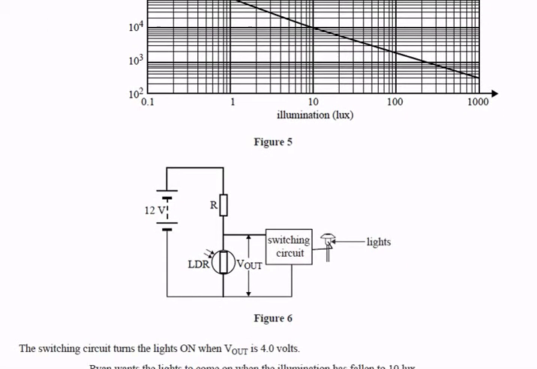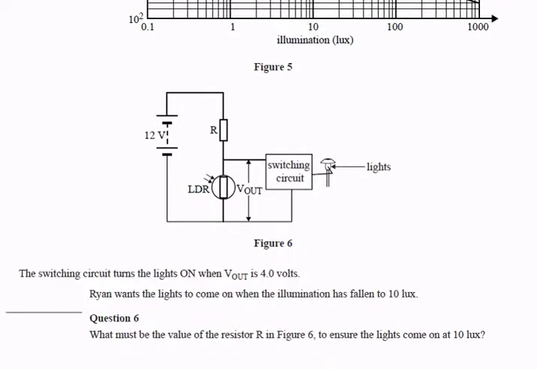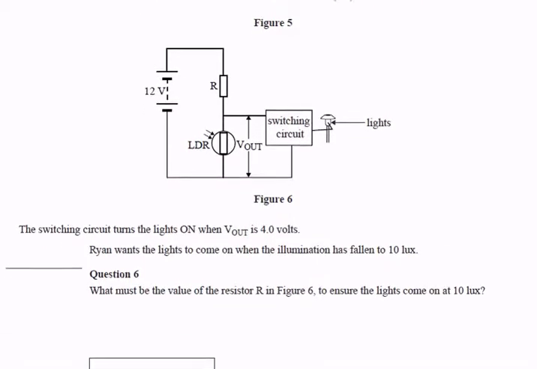Now the question's on the next page. I've just copied and pasted it onto this page so we can do it all on one page. So the switching circuit turns on when V out here is 4 volts. So when this measures across this LDR, when it measures 4 volts, this thing turns on. So what must the value, the Ryan wants the lights to come on when the illumination has fallen to 10 lux. What must be the value of resistor R here, so that it comes on at 10 lux?